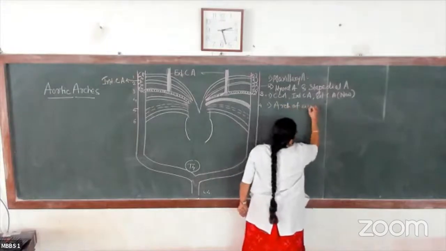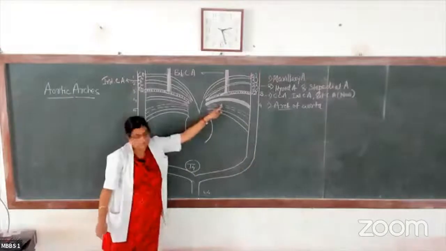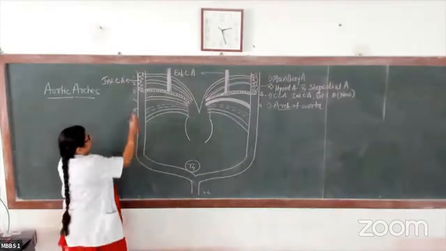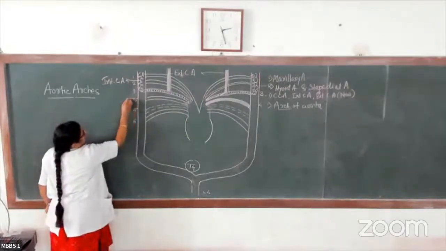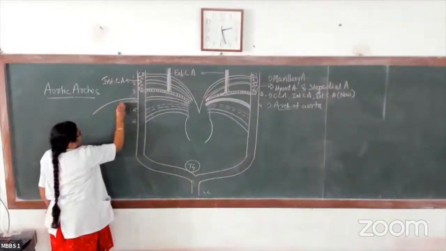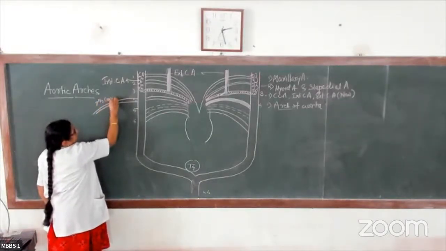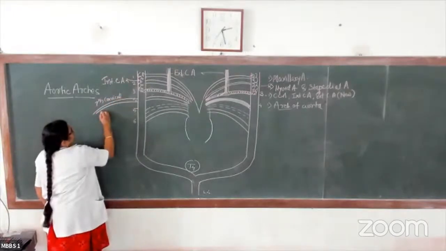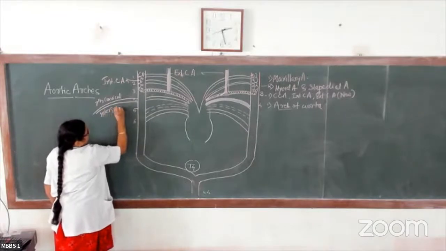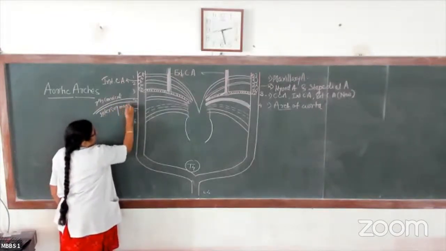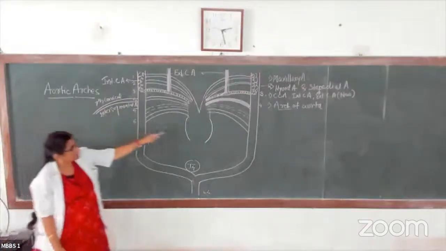Arch of aorta. It will take part in the formation of the arch of aorta on the left side only. At the level of the fourth aortic arch, one new vessel comes and joins here, and that is the seventh cervical intersegmental artery. Okay, this is on the left side as well as the right side.